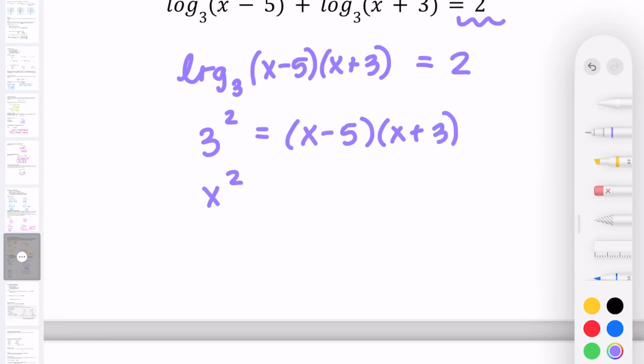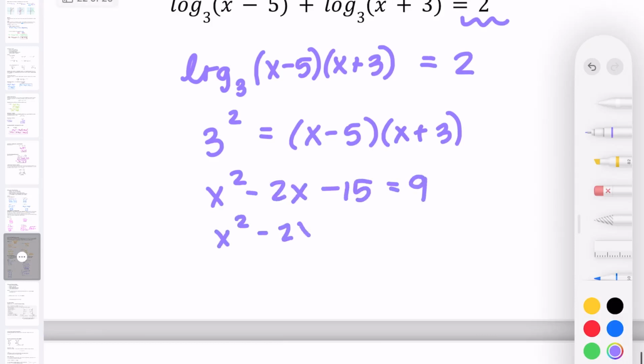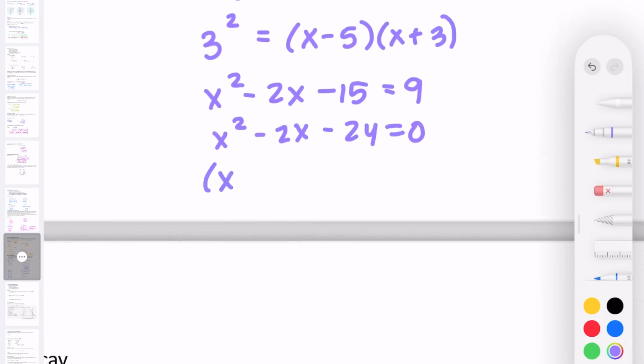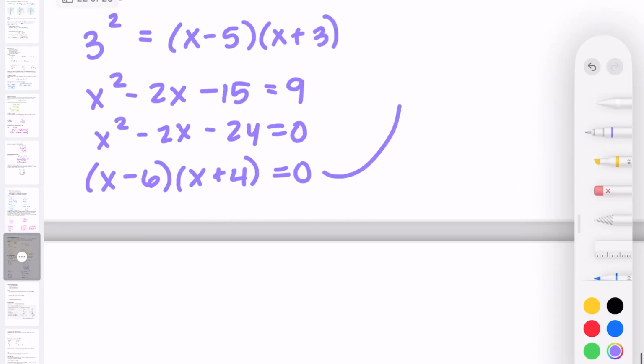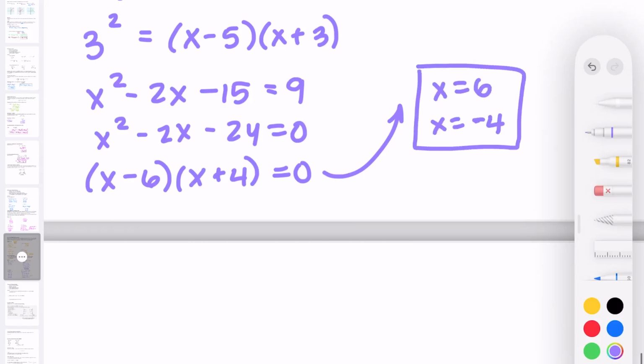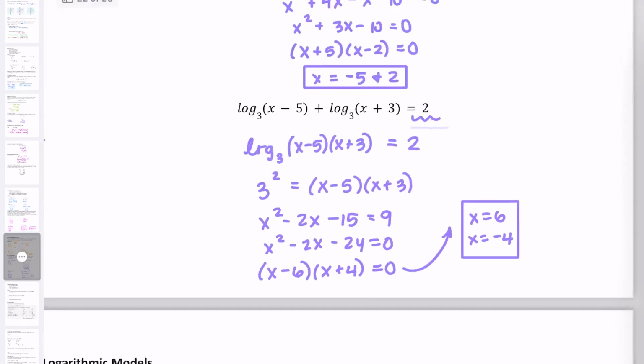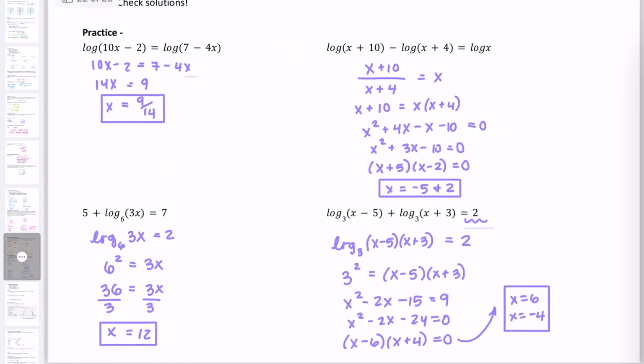So we'll have x squared minus 2x minus 15 equals 9, or x squared minus 2x minus 24 equals 0. If we factor, that will be, let's see, negative 6 and plus 4. And solving will get us positive 6 and negative 4. Okay. That is how we work with exponentials and logarithms when solving equations.